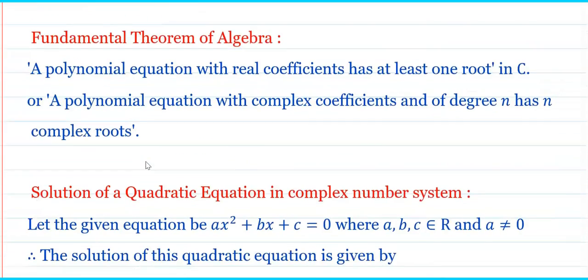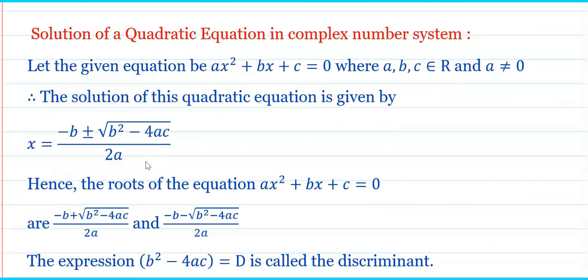Now the next: the fundamental theorem of algebra. A polynomial equation with real coefficients has at least one root in C, that is, in the complex numbers. Or, a polynomial equation with complex coefficients and of degree n has n complex roots. Okay. Now the solution of a quadratic equation in the complex number system.